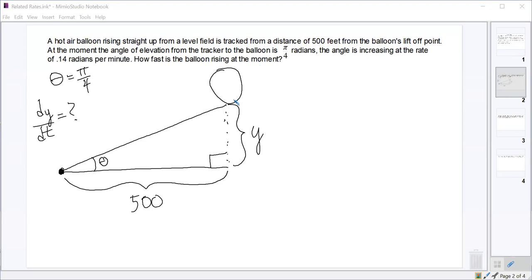How fast the angle is increasing. And that ought to be a change in the angle with respect to time, and that's 0.14 radians per minute.